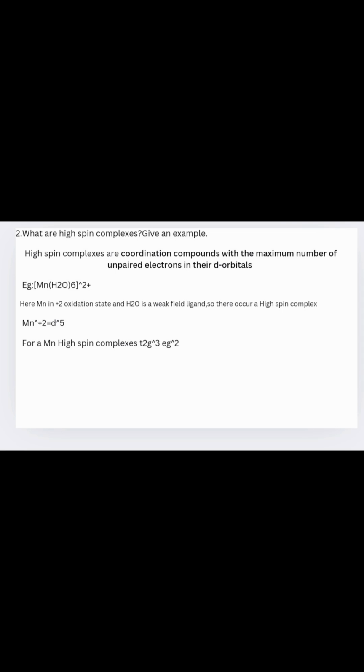Second question, what are high spin complexes? Give an example. High spin complexes are coordination compounds with the maximum number of unpaired electrons in their d orbitals. Example, [Mn(H2O)6]2+. Here, manganese is in +2 oxidation state and H2O is a weak field ligand. So, a high spin complex occurs. Mn2+ = d5. For a manganese high spin complex, t2g3 eg2.